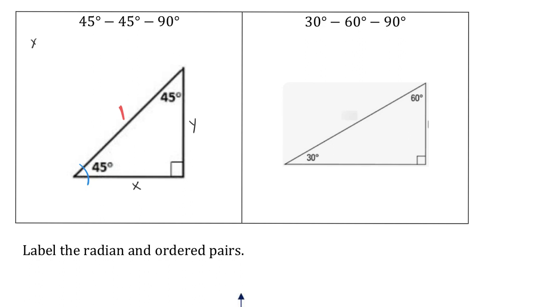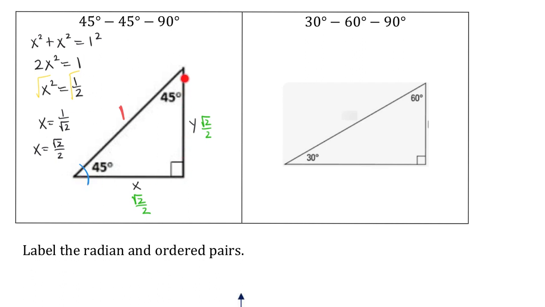So I'm going to write the equation x squared plus x squared equals 1 squared, which means 2x squared equals 1. If I divide by 2, I get x squared equals 1/2. And then I'm going to square root both sides. So I get x equals 1 over root 2, and then I need to rationalize it, so I multiply by root 2, so I get root 2 over 2. So that's telling me that the x-coordinate is root 2 over 2, and then because it's isosceles, the y-coordinate is also root 2 over 2. So root 2 over 2, root 2 over 2.